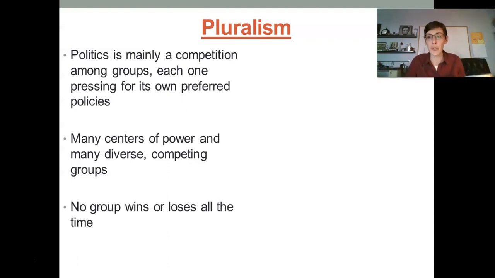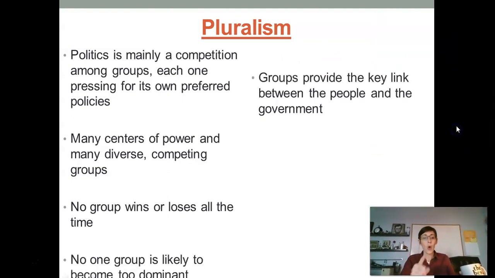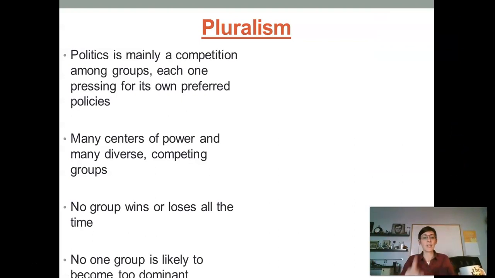No group wins or loses all the time. In order for this system to function, compromise has to be a thing. No one group is likely to become too dominant in a pluralist system.